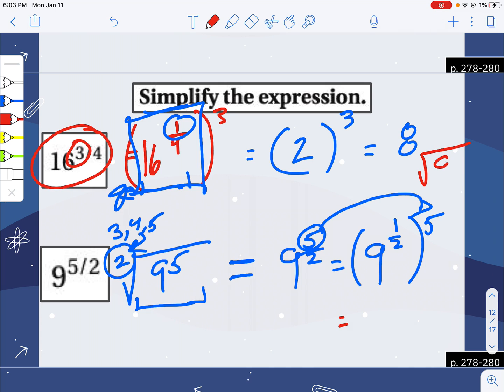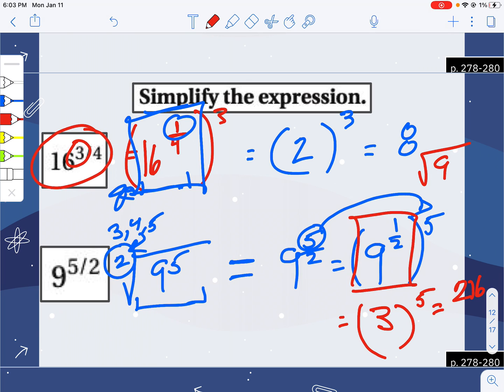same, something to the 1/2 is the same as square rooting it. So square root of 9 is 3, and to the 5th power, I believe that is 216. So again, our goal, we need to get it into the form where it's our number to the exponent that has the 1 as its numerator right here. And we can rewrite these using our power of a power rule.